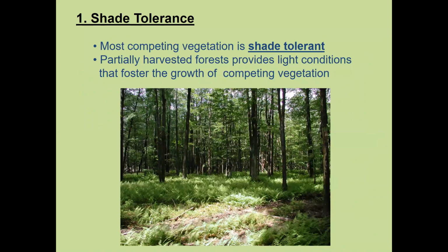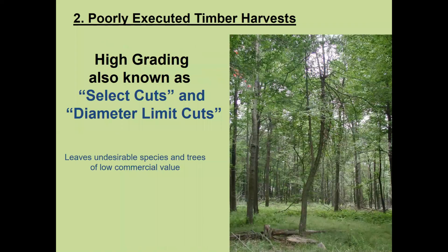And so the light conditions that we have with partial harvest really also foster the growth and development of these competing plants, most of which are shade tolerant. So things like beech brush, striped maple, ironwood, ferns, as they're all very shade tolerant plants, so they can exist in these understories just fine. The other one, poorly executed timber harvest.